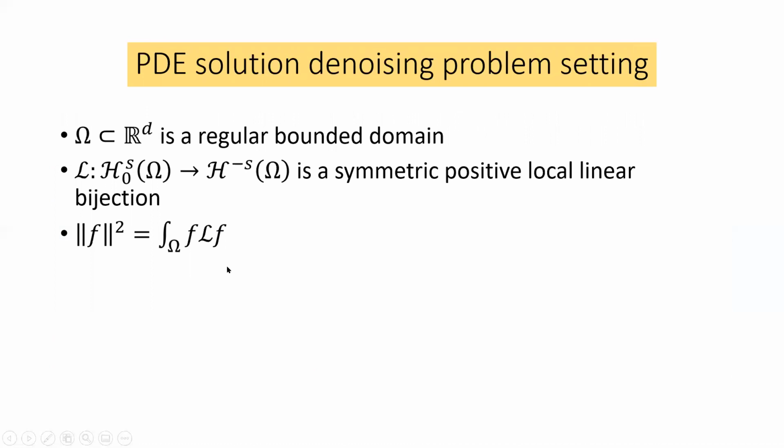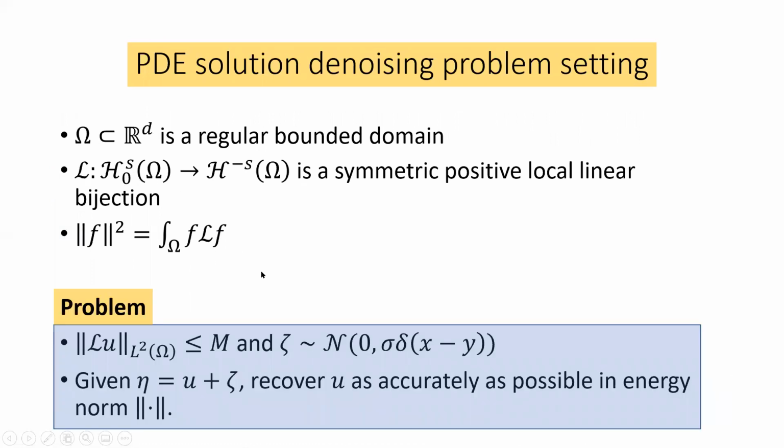In the setting of the problem that we'll address in this work, we take omega to be some bounded domain. We take L to be a linear operator from a Sobolev space to its dual, and we take its associated energy norm. We again ask if we have some noisy observation, where in this case U isn't assumed to be in a smoothness class. Our prior assumption in this problem is that LU has a bounded L2 norm. The question is, how can we accurately recover U in this energy norm?